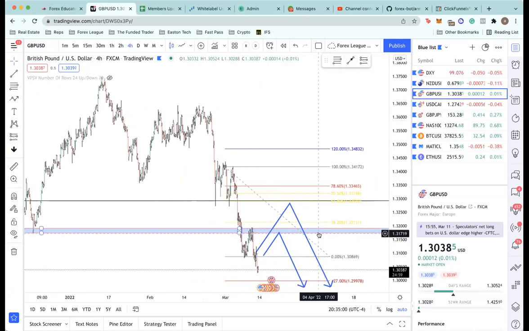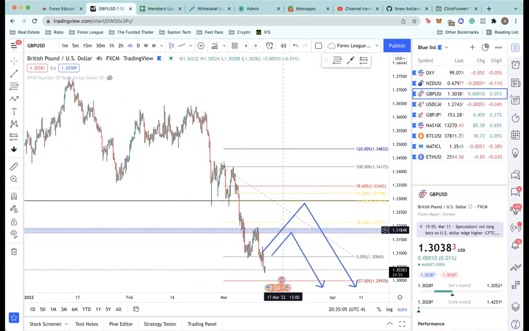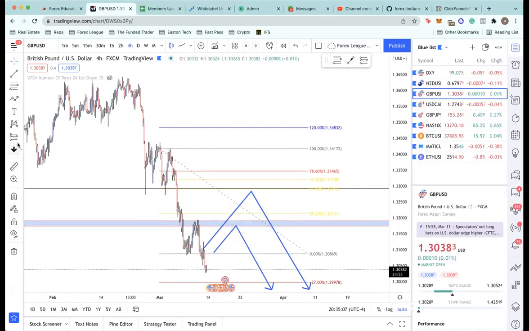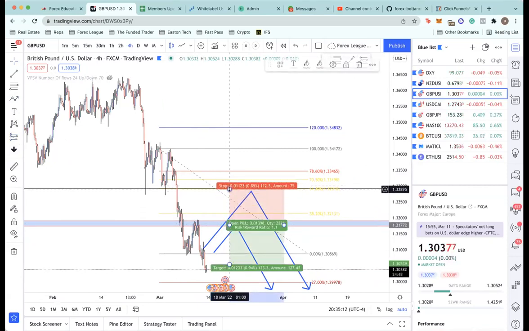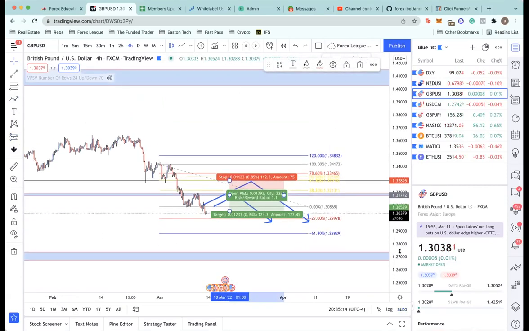So I have fibs on here. We have 38.2. We have that previous support level right there, now turned into resistance. This would be a decent area to actually look for a trade opportunity. We'd put stops. Well, it depends what our targets are, right?